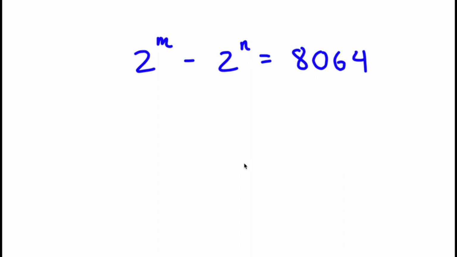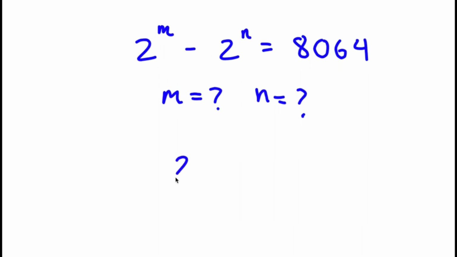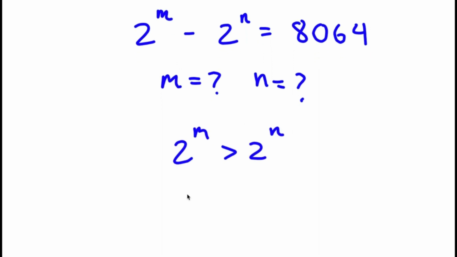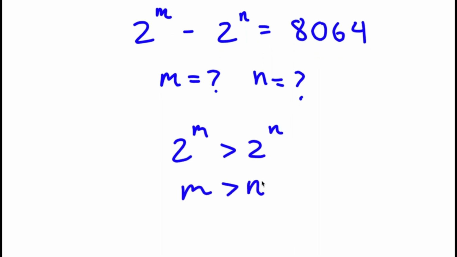Alright guys, so in this equation, I have 2 to the power of m minus 2 to the power of n is equal to 8,064. So I want to find the value of m and n. So, because 2 to the power of m minus 2 to the power of n is positive, we know that 2 to the power of m is greater than 2 to the power of n, meaning that m is greater than n, because both of these are the same bases.